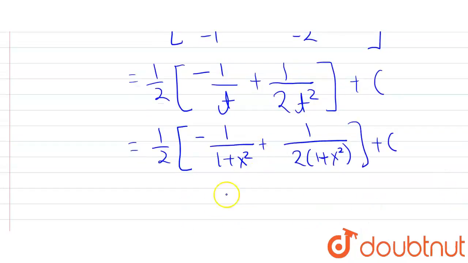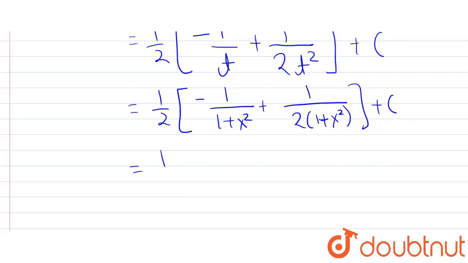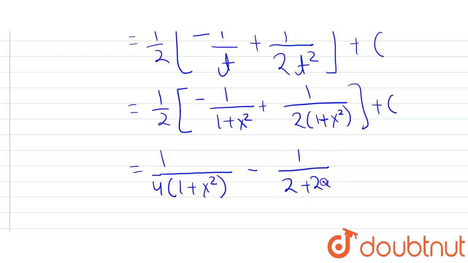Now this will be 1 upon, let's open the bracket, 1 upon 2 into 2 is 1 upon 4 into 1 plus x square, minus 1 upon 2 plus 2x square, plus c. Therefore, the answer of the second part is 1 upon 4 into (1 plus x square) minus 1 upon 2 plus 2x square, plus c. Answer.